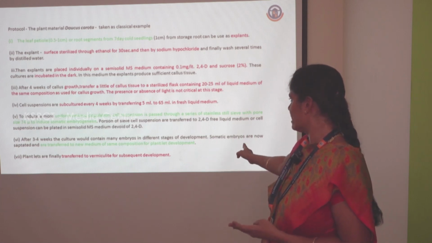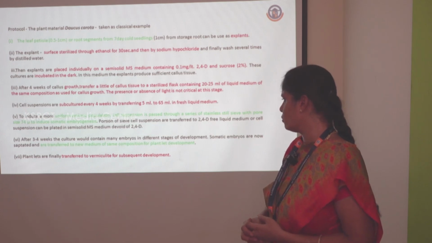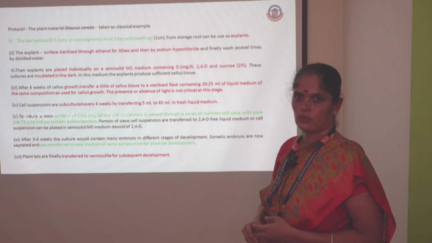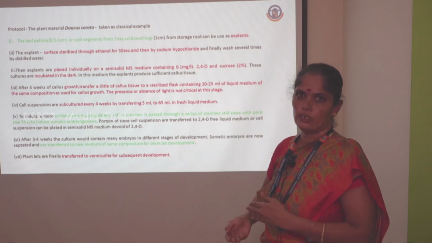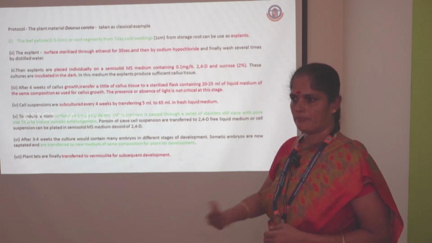So they will be passing these 4 stages of growth, and finally the plantlet is transferred to the vermiculite for subsequent development. So this is the general protocol of how we can go for inducing the somatic embryos by using the explant Daucus carota.